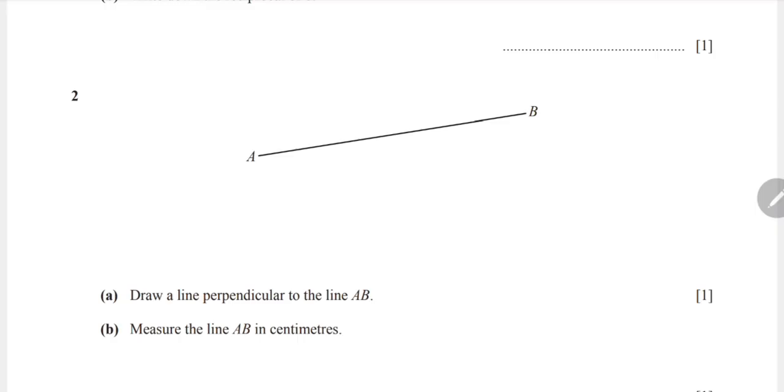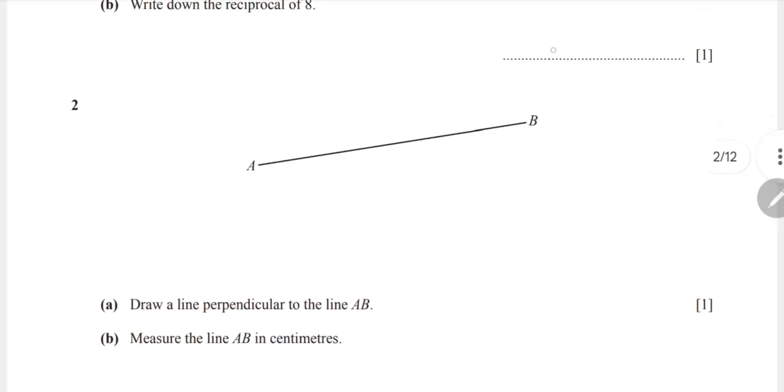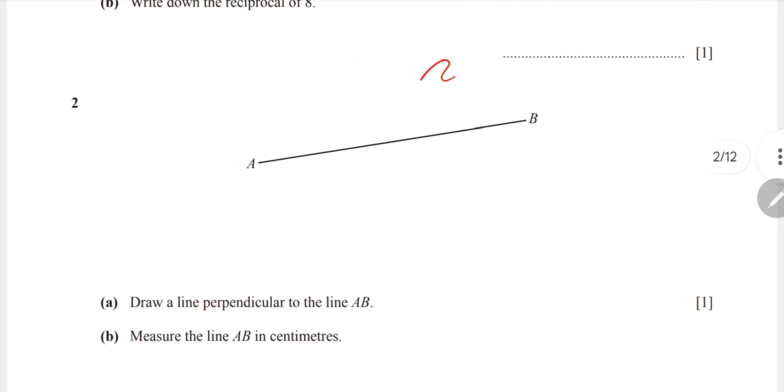Okay, now we have to find the perpendicular line. A perpendicular line is a line that makes a 90-degree angle. Just try to make a line in this way that makes an angle of 90 degrees. Okay, it's a perpendicular.